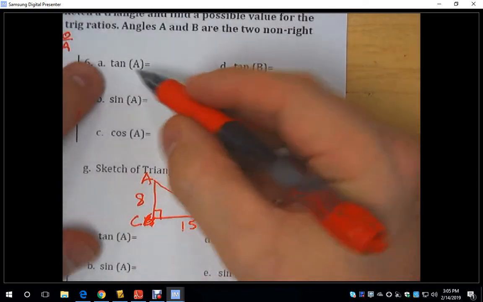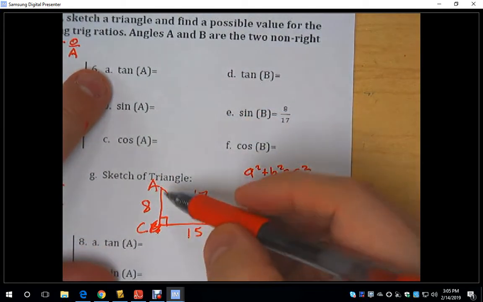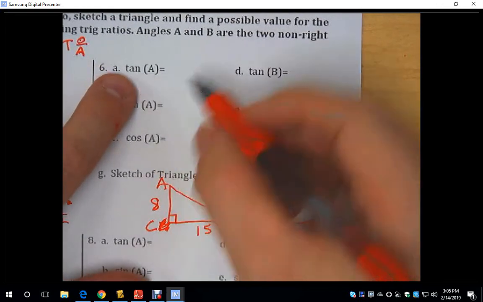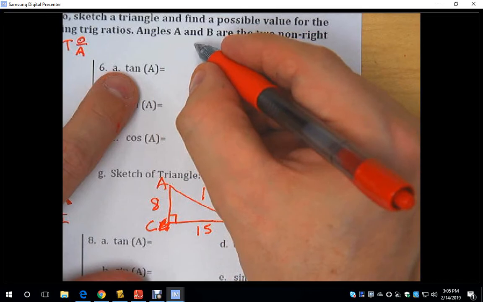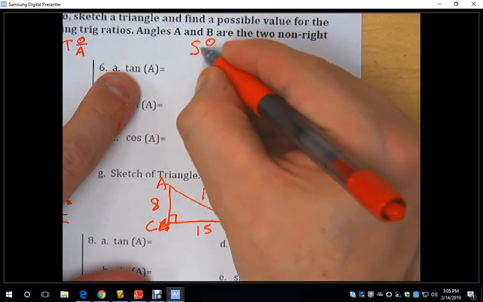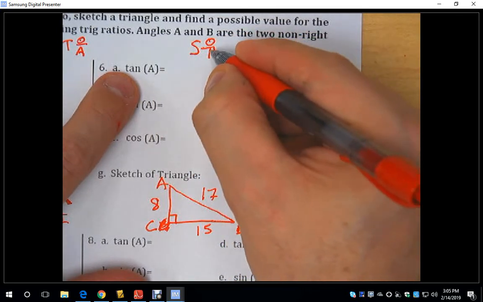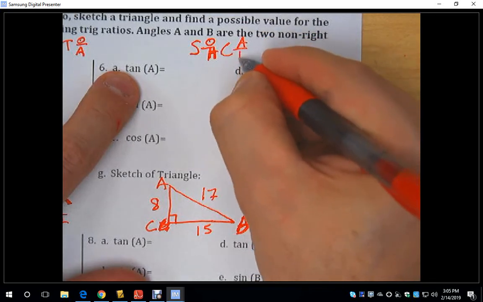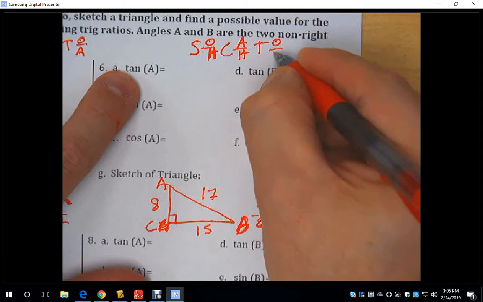So now we can examine our triangle as far as the trigonometric ratios are concerned. Let's write this out again. SOHCAHTOA. Sine is opposite over hypotenuse, cosine is adjacent over hypotenuse, and tangent is opposite over adjacent.